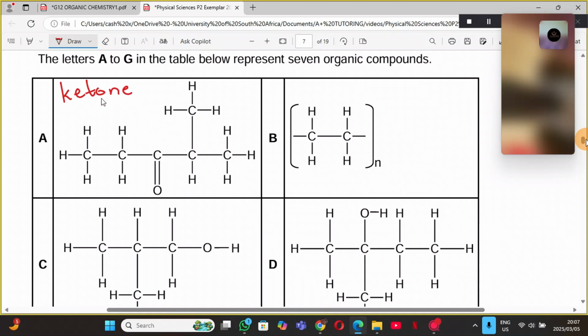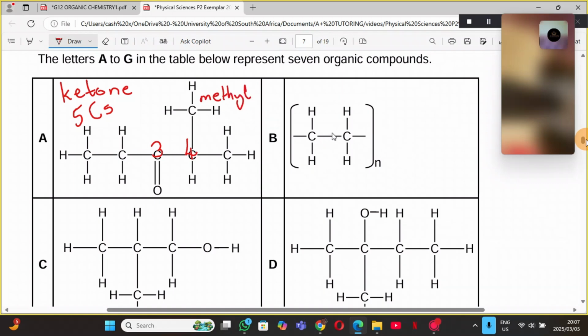And what's the longest chain? 1, 2, 3, 4, 5. 5 C's. Okay. And what's the position of the O? 1, 2, 3. 3. And then do we have a branch on position 4? Yes, on position 4. And our branch is a methyl. Okay, we move on.